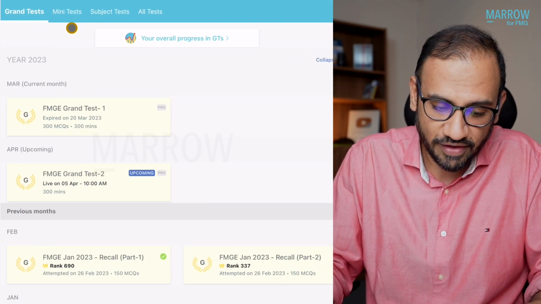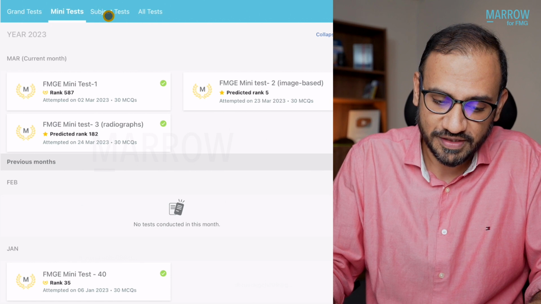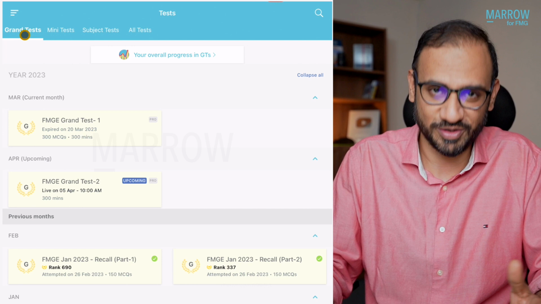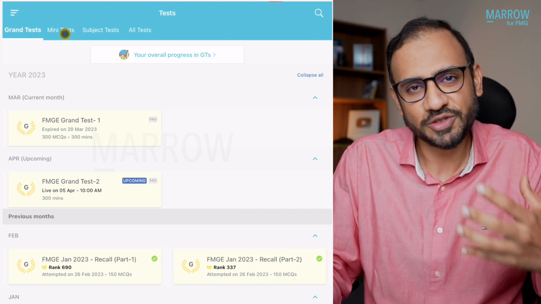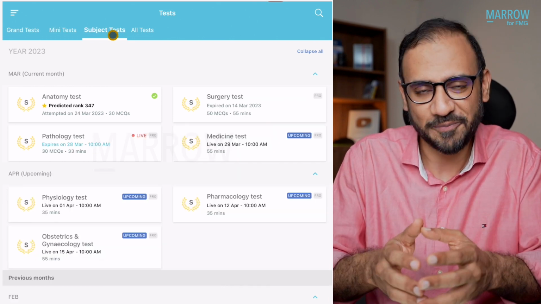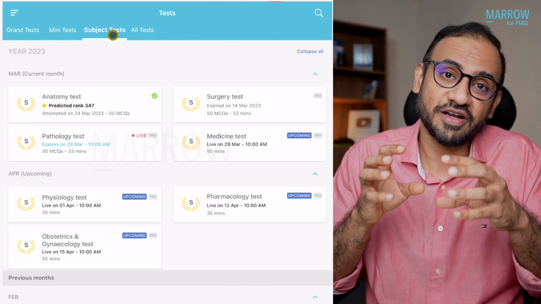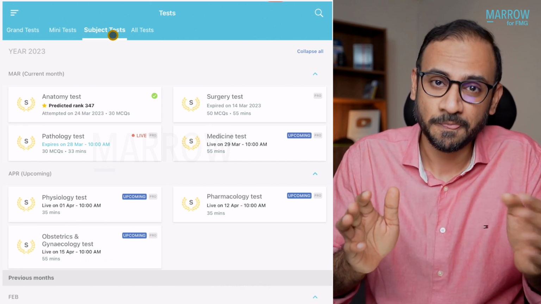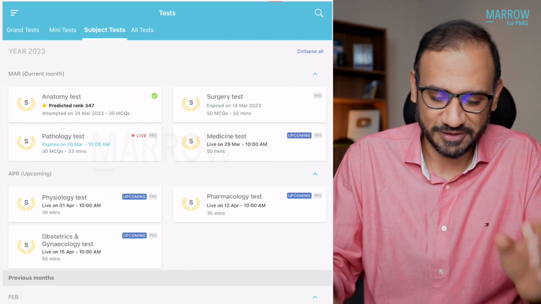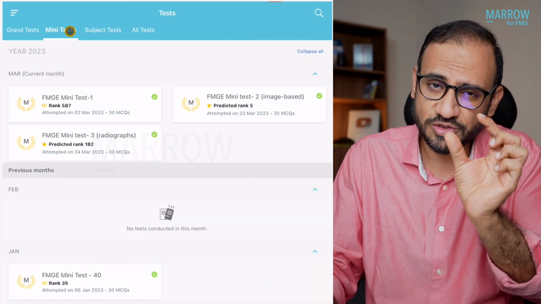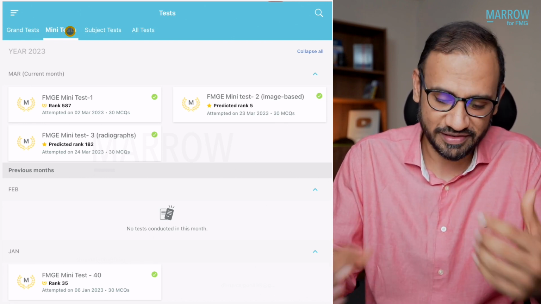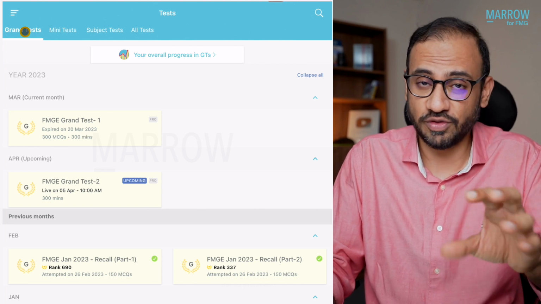If you look at the top, you have grand tests, mini tests, subject tests, and this is a combination of all the tests. We'll be focusing on the grand test because that is the most important tool, but you can also use the same analytics for mini tests as well as subject tests. Subject tests are subject specific, where questions are only from one subject, so you will be initially biased because you know the question is from a particular subject. Mini tests are small grand tests which you can do if you're short of time, which will keep you in practice.